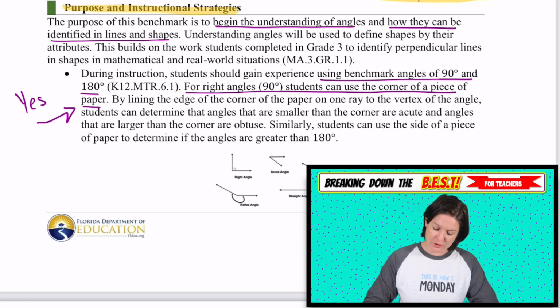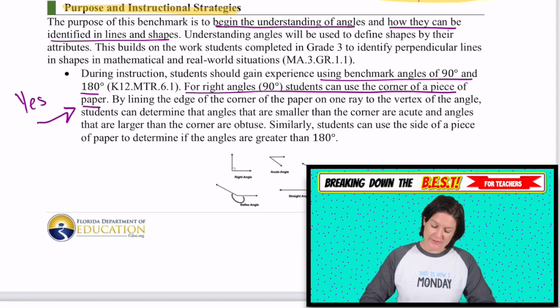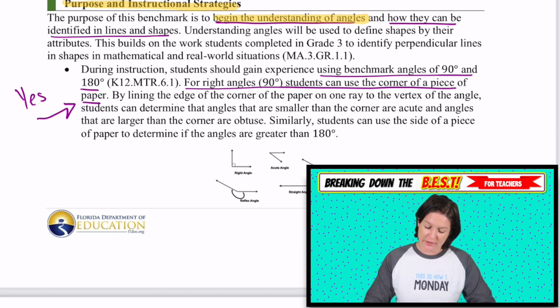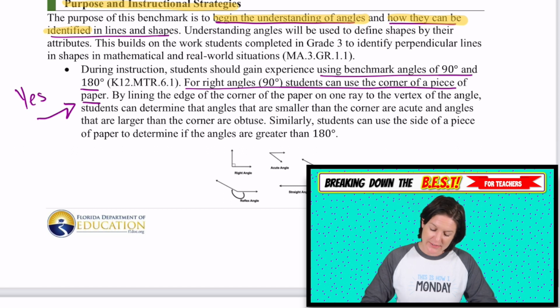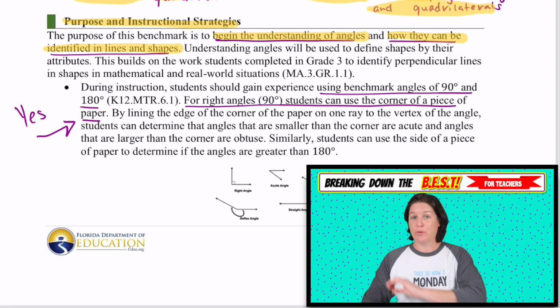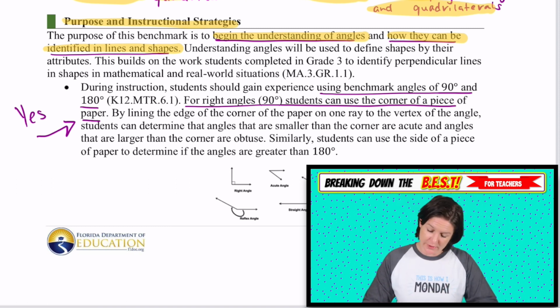For the purpose and instructional strategies section, this says that the purpose of this benchmark is to begin the understanding of angles and how they can be identified in lines and in shapes. So beginning to understanding them. We're not breaking out the protractors yet when we have instruction based on the standard. It says during instruction, students should gain experience using benchmark angles of 90 degrees and 180 degrees.